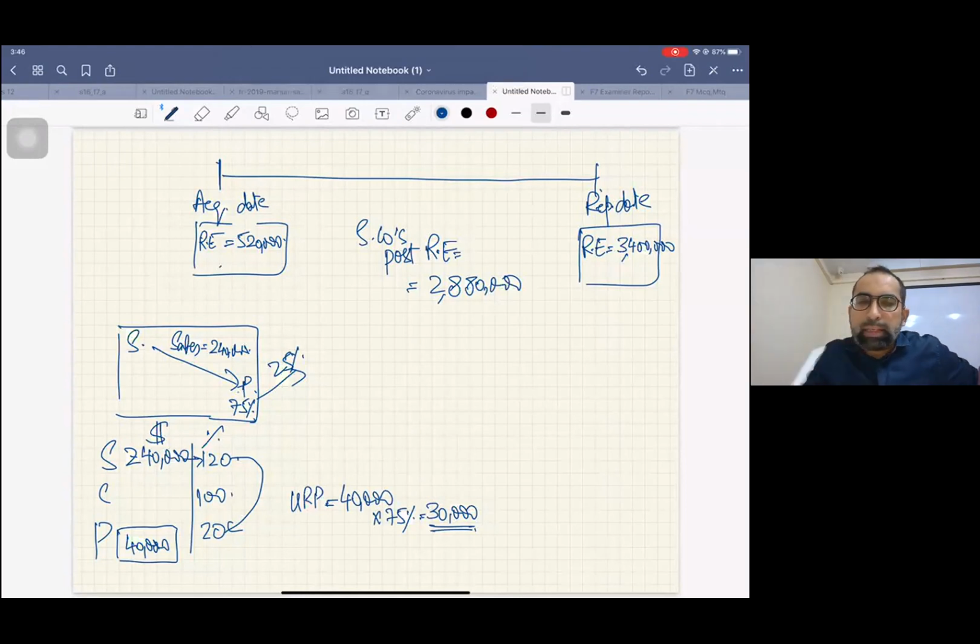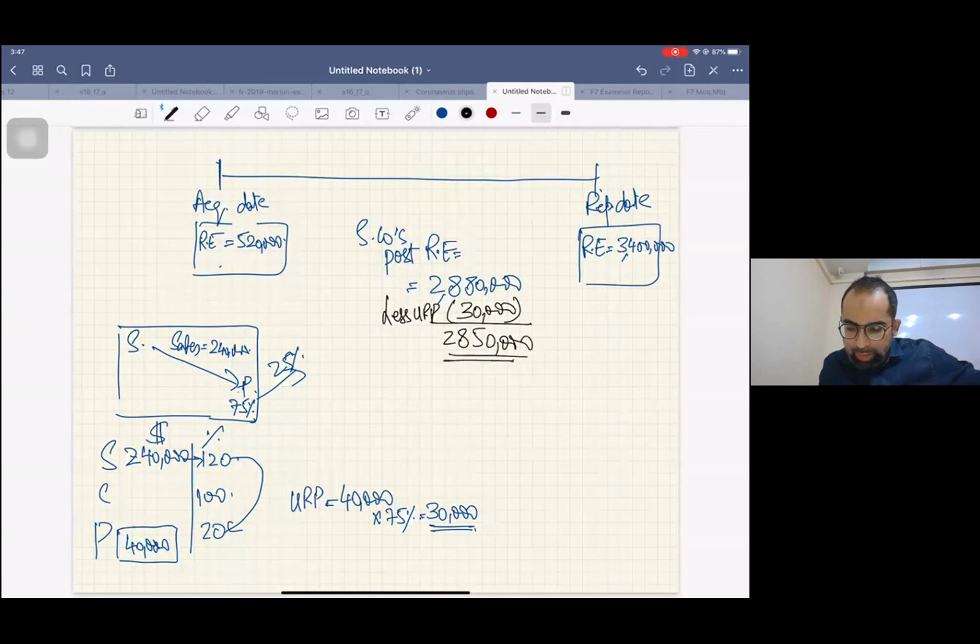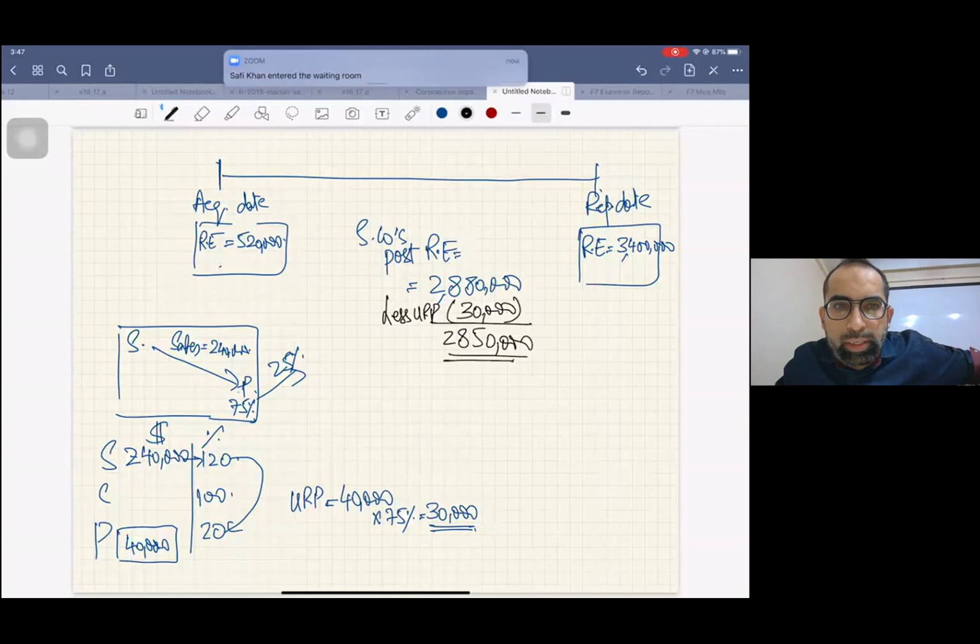You have done consolidation. Listen students, as this is an S to P sale, that means the URP is booked by S company. So it must be included in S company's post retained earning, and you need to deduct this URP from S company's post profits. Now how much is left? 2880 minus 30,000 is 2850,000. This is adjusted S company's post retained earning.